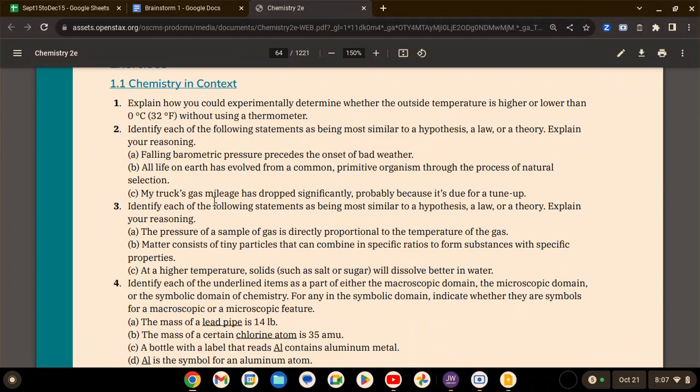Number 1, explain how you could experimentally determine whether the outside temperature is higher or lower than 0 degrees Celsius or 32 degrees Fahrenheit without using a thermometer. So, if anybody bothers to watch these, go ahead and pause it and try to answer it yourself. But really, all you need to do is get some water, since 0 degrees Celsius and 32 degrees Fahrenheit.